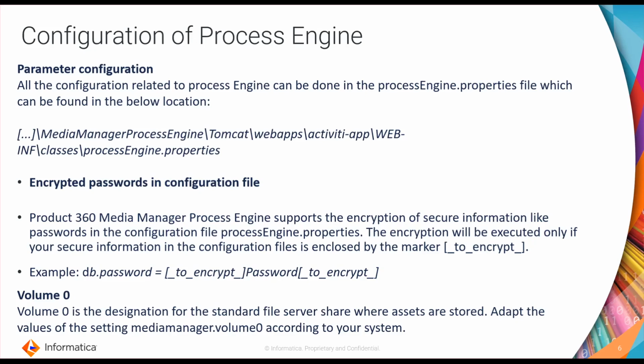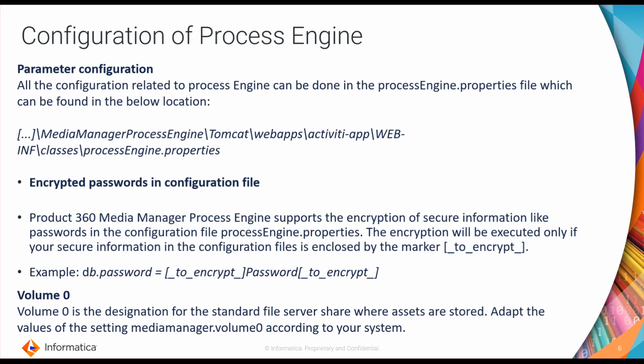Coming to the configuration of Process Engine. Process Engine is installed on top of Tomcat, so all the properties related to this engine can be found under the Tomcat directories. For the ProcessEngine.properties file, we need to navigate under Tomcat, Web Apps, Activity App, WEB-INF, Classes, and inside classes, we will see the ProcessEngine.properties file present. Now let's start looking into the various properties which can be found under this file.